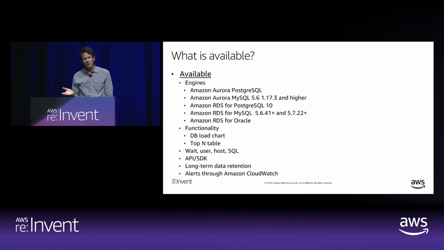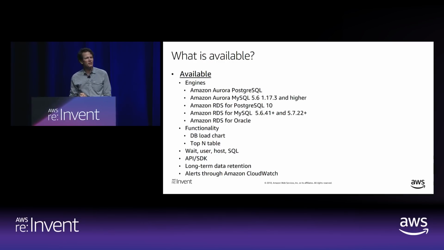As far as functionality right now, we have what we've shown so far: the DB load chart and the top SQL, our top-N table. And then we support these 4 dimensions: waits, users, host, and SQL. We have a public API. So if you have a custom dashboard and you want to add this data to it, you can leverage the API and put in a graphical widget in your dashboard.